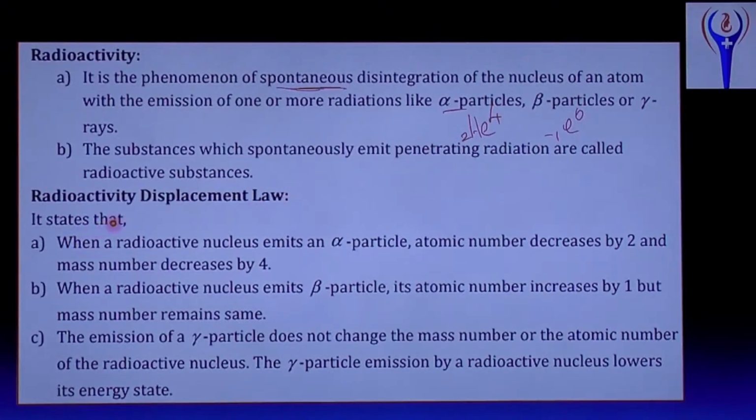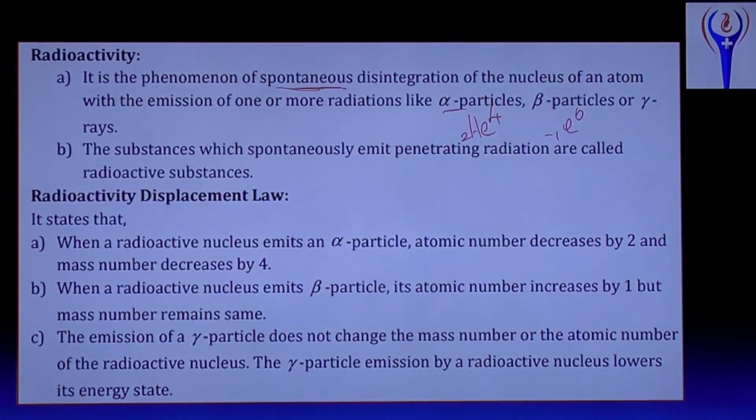Then the radioactive displacement law. It states that when a radioactive substance or nucleus emits an alpha particle, the atomic number decreases by 2 and the mass number decreases by 4.